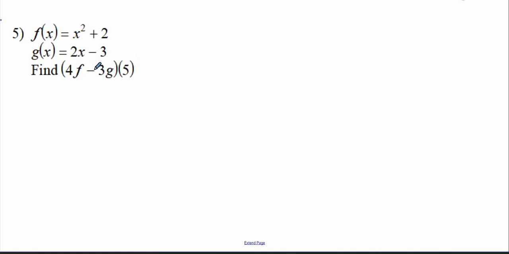Be careful. It's a linear combination. So it's a 4, and I'm going to do this minus 3. And let's plug 5 into here first. So plug 5 in. This is 25 plus 2 is 27. So this is f of 5, and then you have a 4 in front. So 27 goes here.